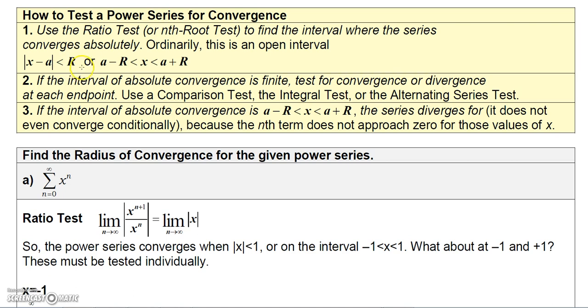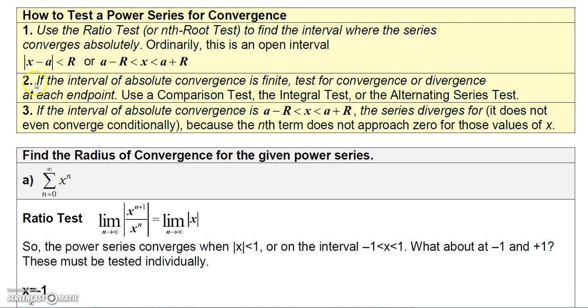So to test a power series for its interval of convergence, what you do is take the absolute value of x minus a here and set it less than R, and then that way you'll know that x is between a minus R and a plus R. Actually, a here is the same as c, so I didn't mean to confuse you there.